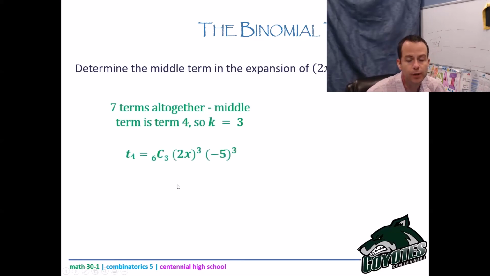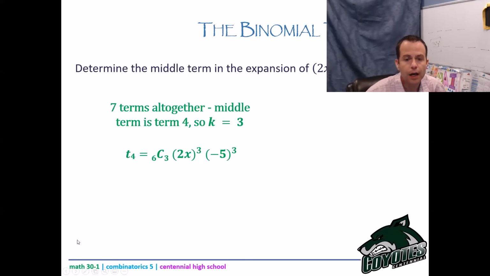Okay, so here I go again with my formula. It says t to the k plus 1, so that gives me my t4. K is 3, so that's 6. N choose k is 6 choose 3. My x is 2x, all to the n minus k. So that'd be 6 minus 3 is 3. And then negative 5, all to the k.